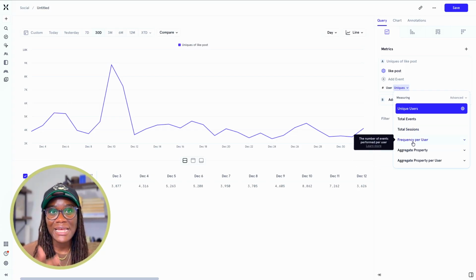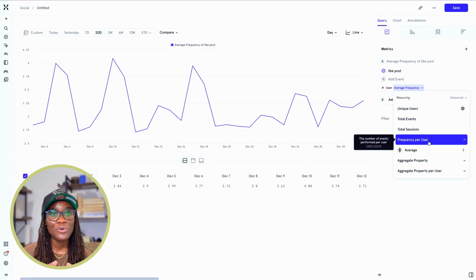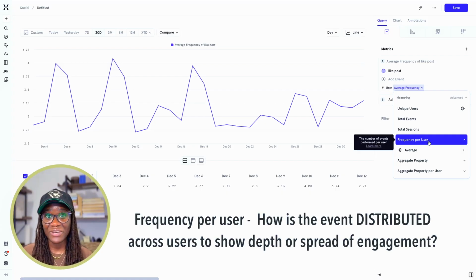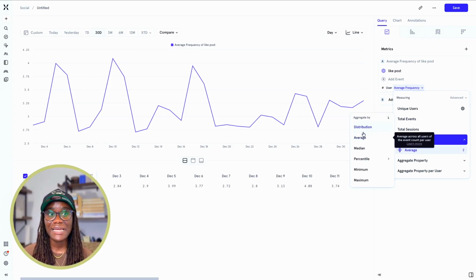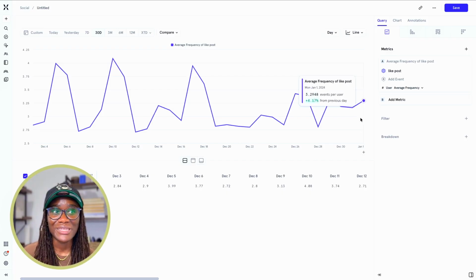These next three I will consider a bit more complex, and I'm going to explain them. The next one is the frequency per user. The frequency per user starts to help you understand the distribution of an event across your users so that you understand depth of engagement or the spread of engagement. For example, the average tells you the average number of like posts or the average number of events that your users carried out. So it's not enough to understand the total number of events or the unique number of users, but giving it an average for you to understand how engaged your users are on that event.